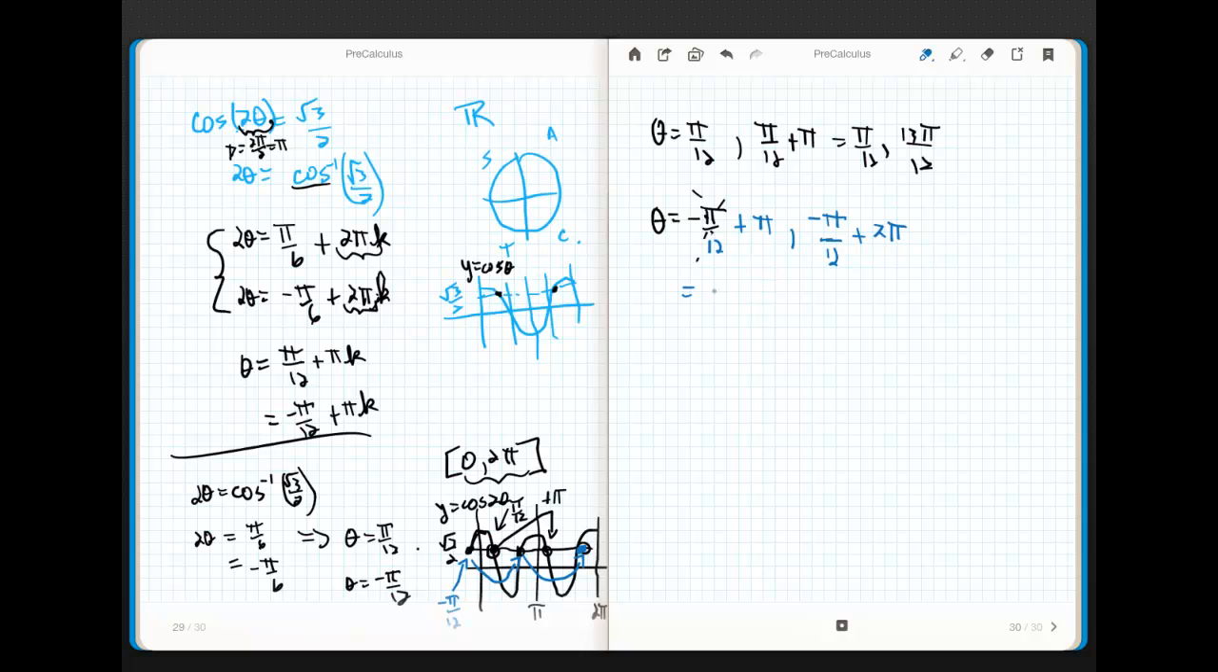So let's see, 12 pi, so what's that? 11 pi 12ths is this guy. And then add another 12 pi 12ths to that, and we're going to get 23 pi 12ths. And these, this, and this are all my solutions.